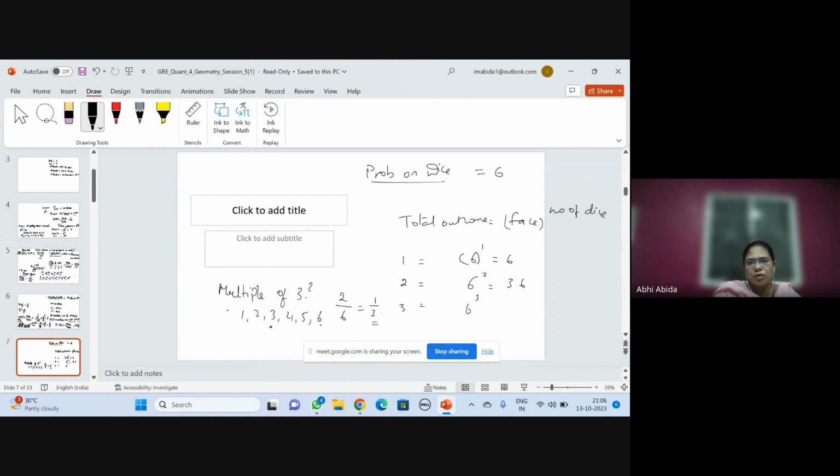If 2 dice are thrown, then accordingly we will count the multiples of 3 from 2 dice and answer the question. Okay, the questions will not be that simple in the exam, right? So don't keep in mind that these are the things you'll be getting exactly. No, this is just basic stuff.